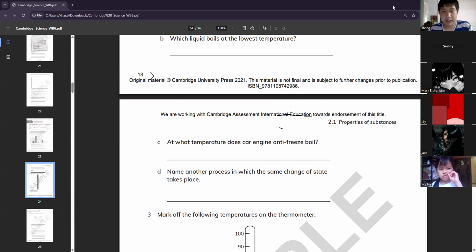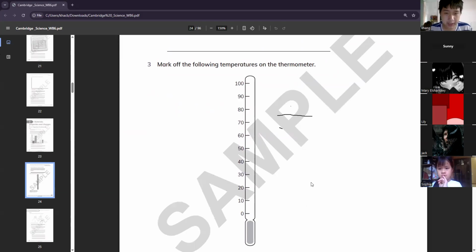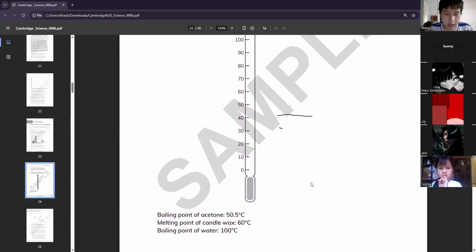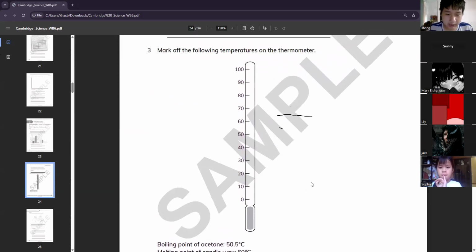Anyways, yes, vaporization is also technically a correct answer. Evaporation is also a correct answer, but you should remember both words too. So, anyways, can anybody mark me the boiling point of acetone? I don't remember, but I just remember the water boiling. The water is 100 degrees.